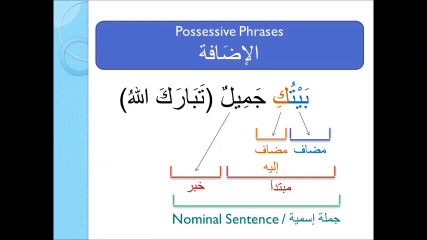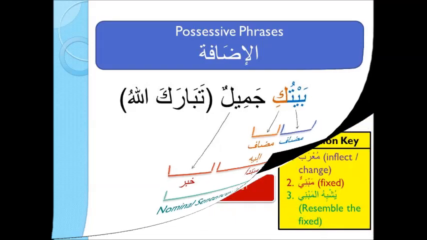Taking a look at the sentence breakdown, we see it's a nominal sentence, jumla ismiya, consisting of a mubtada and khabar. The mubtada consists of the possessive phrase, al-idafa, which is made up of the mudaf and mudaf ilayh.